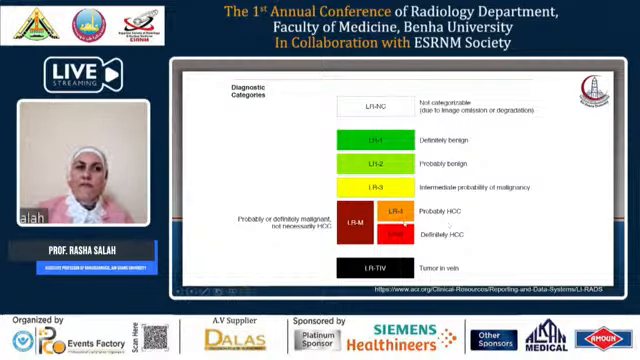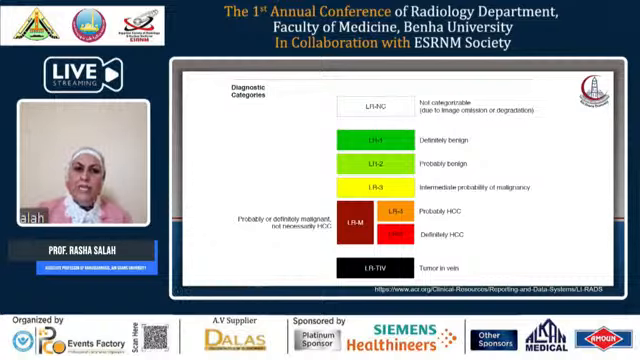But if we suspect that this is a malignant lesion, but it could be HCC, or it could be another malignant lesion, or it could be just a high-grade dysplastic nodule, then we can call this lesion LIRADS 4, a probable HCC, but we are not sure it is HCC. And LIRADS 2 and 3 range from probably benign to intermediate probability of malignancy.